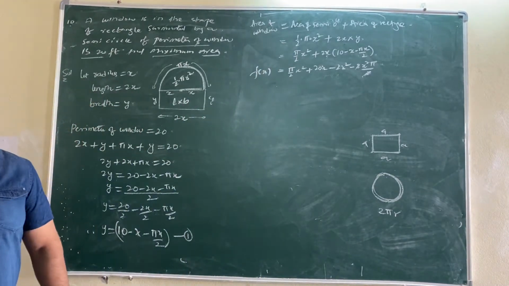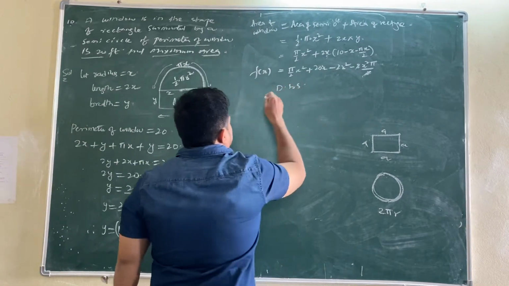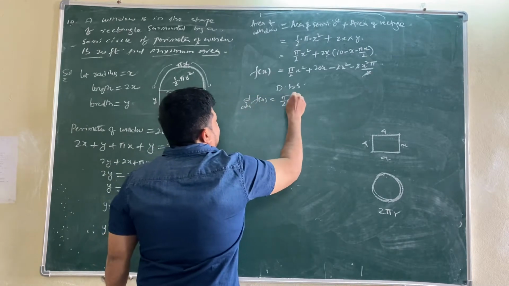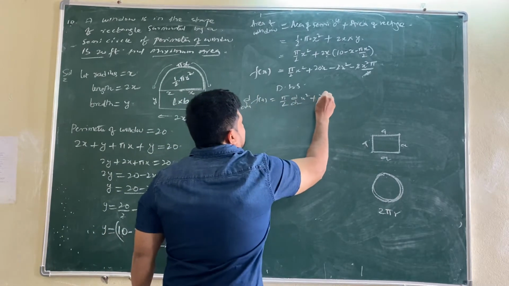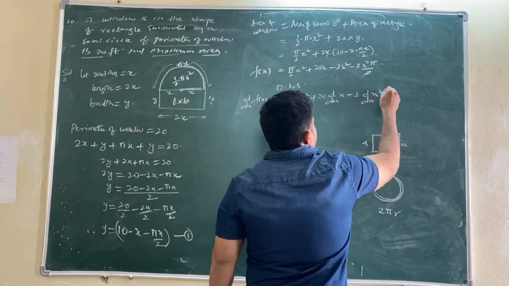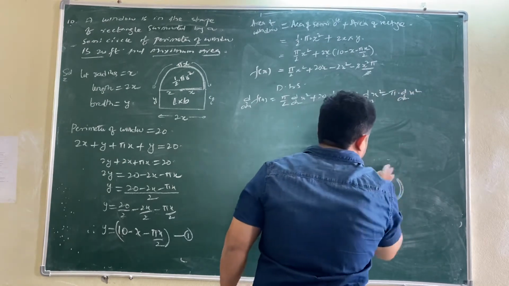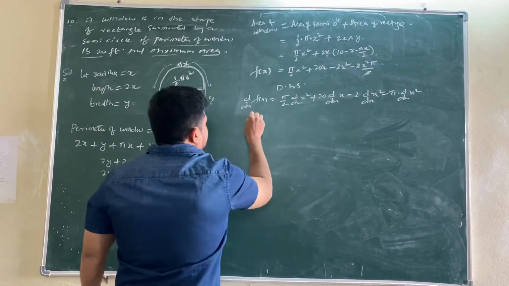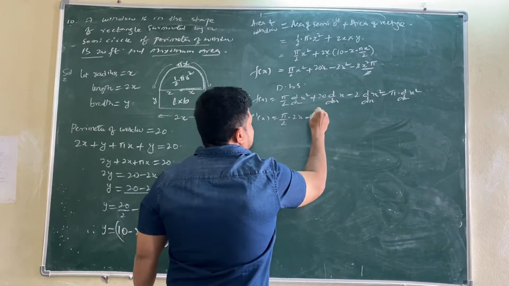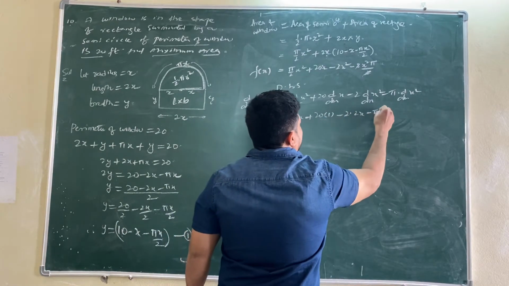Once we got f of x, what will we do now? Yes, differentiating both sides. Pi by 2 into d by dx of x square, plus 20 into d by dx of x, minus 2 into d by dx of x square, minus pi into d by dx of x square. Then pi by 2 into 2x, plus 20 into 1, minus 2 into 2x, minus pi into 2x.